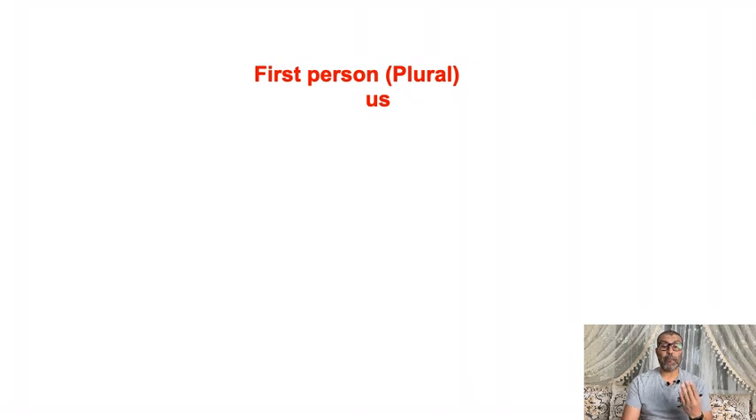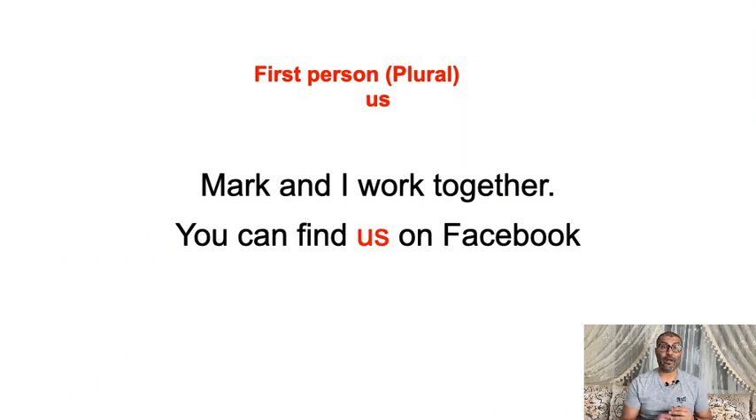An example, Mark and I work together. If you look at this sentence, this is formal. This is proper English. We don't say I and Mark or me and Mark. So in proper English, we say Mark. We always name the person and then we include ourselves. So you say Mark and I work together. You can find us on Facebook.